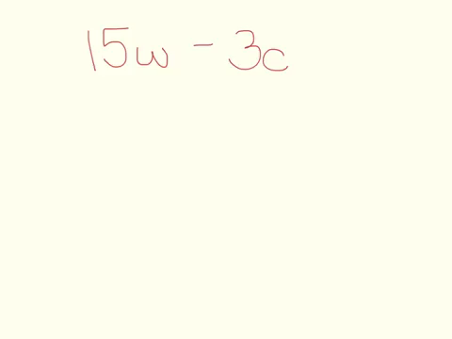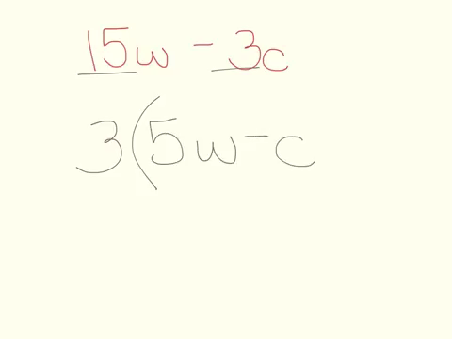So let's take a look at this example. So here we have 15w minus 3c. So you first want to look at the coefficients. And you want to determine, is there anything that I can pull out of both of those that would make this a little bit simpler? So we could pull a 3 out front, and if we did that, then we would be left with 5w minus c. And so then that would be our simplified answer of using the distributive property to factor each polynomial.